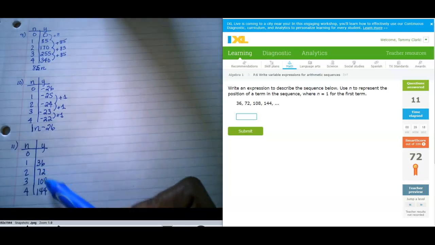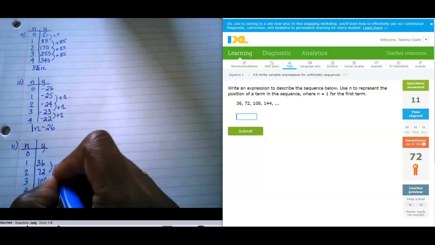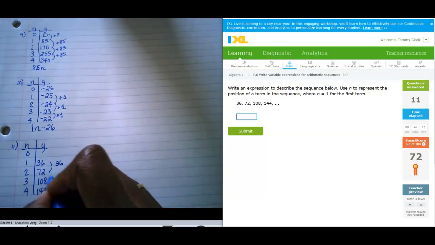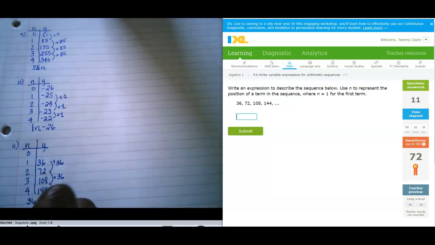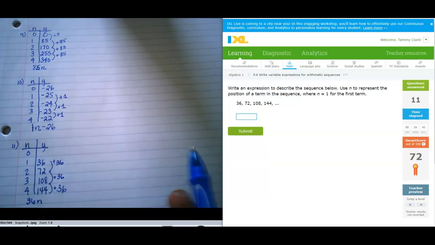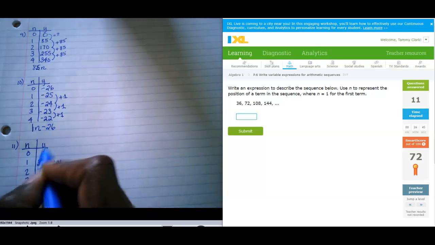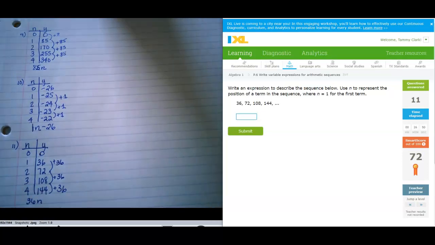I have 36, 72, 108, and 144 as output. So I'm obviously adding 36. All right, and let's do this process. So I'm adding 36, that becomes 36n, because it's what's happening over and over again. 36 times 1 is 36, so there's nothing else that I would need to do to get to 36. So I know that 36 times 0 would have been 0, so it would be 36n.